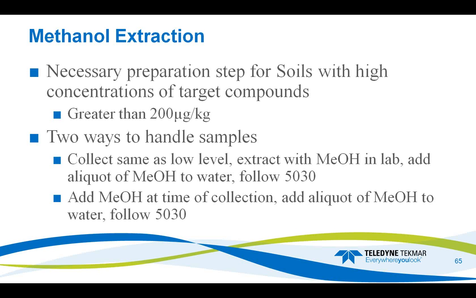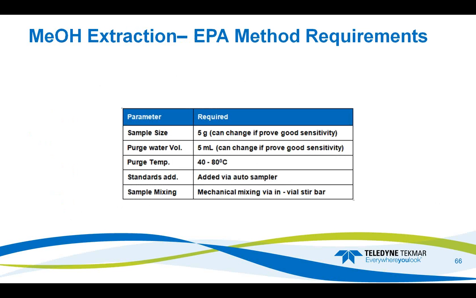Or you can add the methanol into the sample at the time of collection, and then when you return to the lab, take an aliquot of that methanol, add it to water, and then follow EPA method 5030. Okay, so what are the requirements specifically for methanol extraction? Again, we're looking at 5 grams of soil, and we can change that if necessary. 5 mils of water for the actual purge. Again, adjustable if necessary, if we can defend that decision.